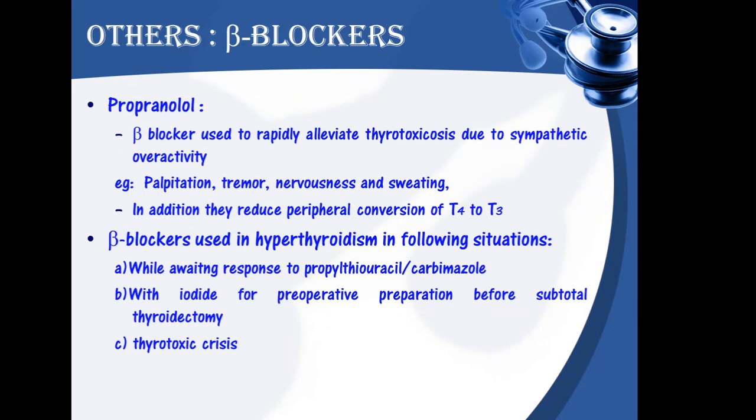Other drug treatment options include beta blockers, for example propranolol. It is used to rapidly alleviate thyrotoxicosis symptoms due to sympathetic overactivity: palpitation, tremor, nervousness, and sweating. In addition, they reduce peripheral conversion of T4 to T3. The beta blockers can also be used in hyperthyroidism when you are awaiting a response to propylthiouracil, and for preoperative preparation, including thyroidectomy and thyrotoxic crisis.